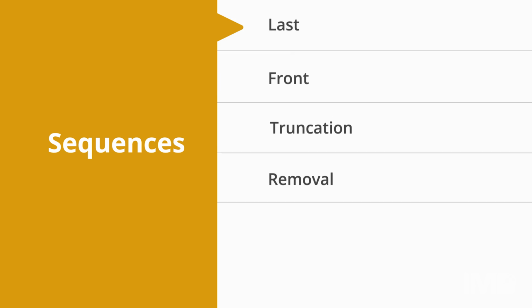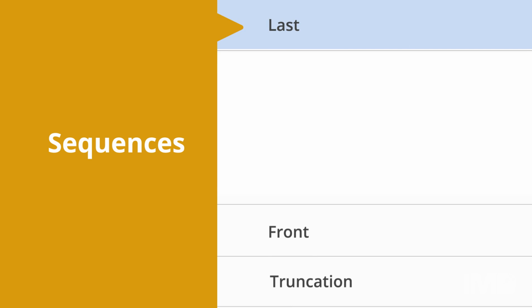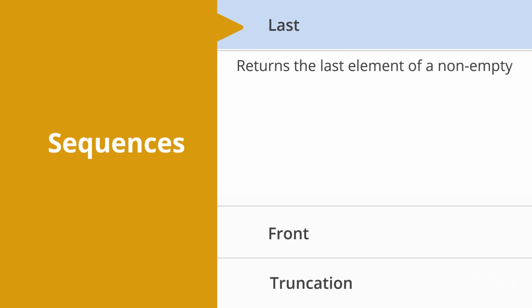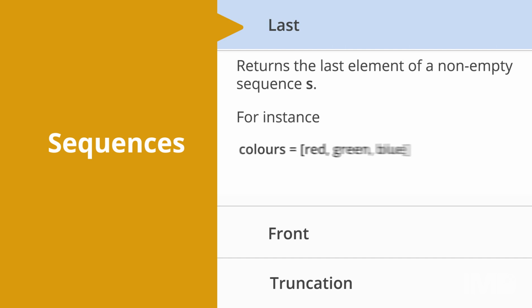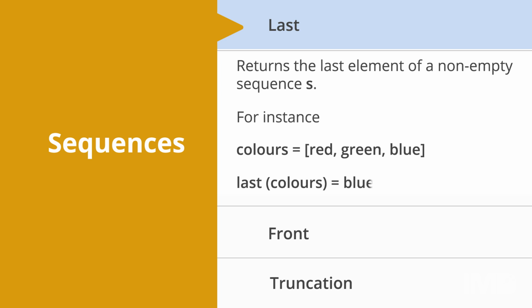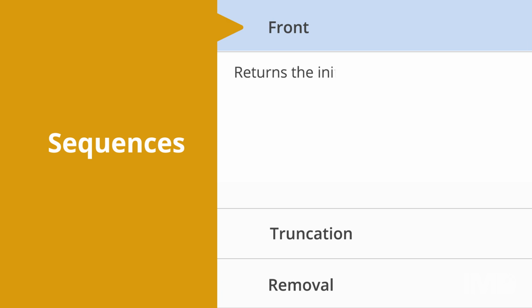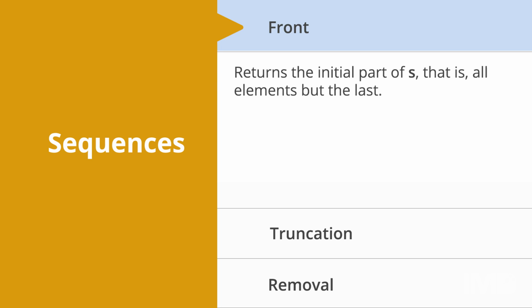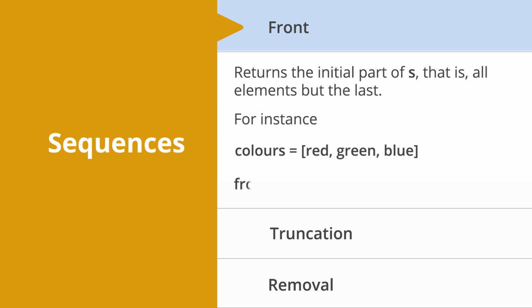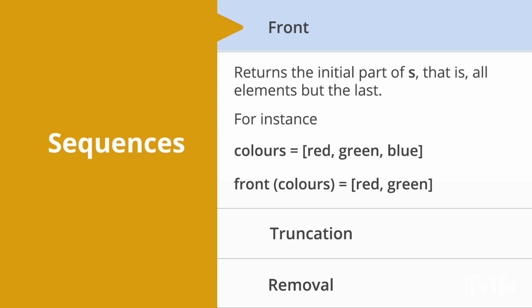On the other hand, the function last of S returns the last element of a non-empty sequence S. For instance, the application of last to our sequence colors returns the element blue. The function front of S returns the initial part of S, that is, all elements but the last. For instance, the front of our sequence colors is the sequence red and green.